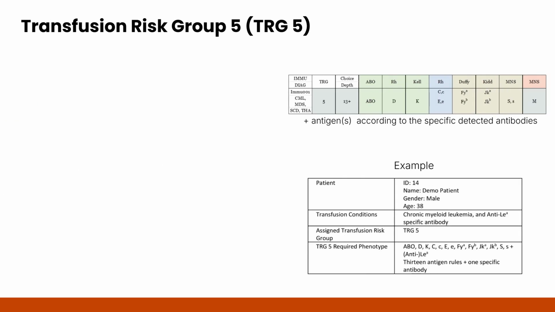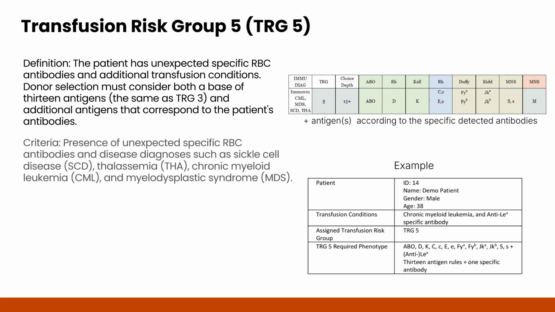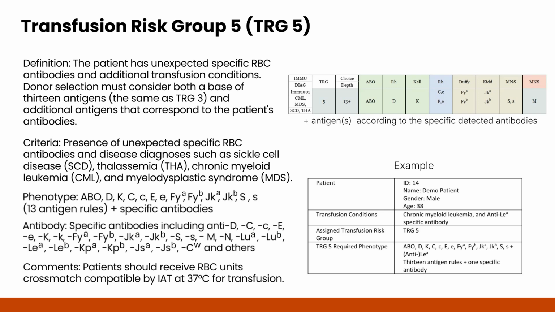This next group to discuss is one of the most challenging. Transfusion risk group 5. Definition: the patient has unexpected specific RBC antibodies and additional transfusion conditions. Donor selection must consider both a base of 13 antigens, which is the same as TRG3, as well as the additional antigens that correspond to the patient's antibodies. Criteria: presence of unexpected specific RBC antibodies in disease diagnoses, such as sickle cell disease, thalassemia, chronic myeloid leukemia, and myelodysplastic syndrome. Phenotype: patient-donor matching is based on 13 antigen rules and antigens according to the specific detected antibodies.